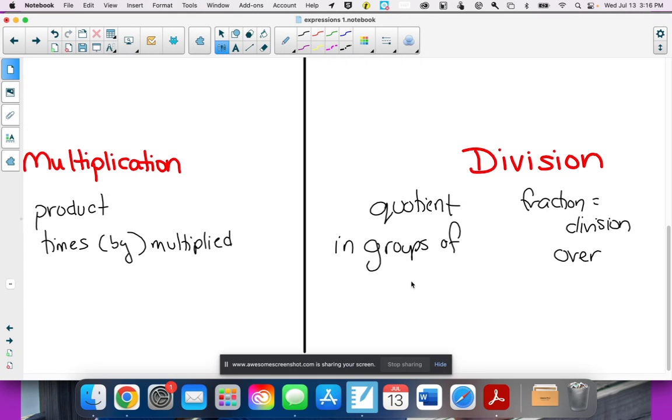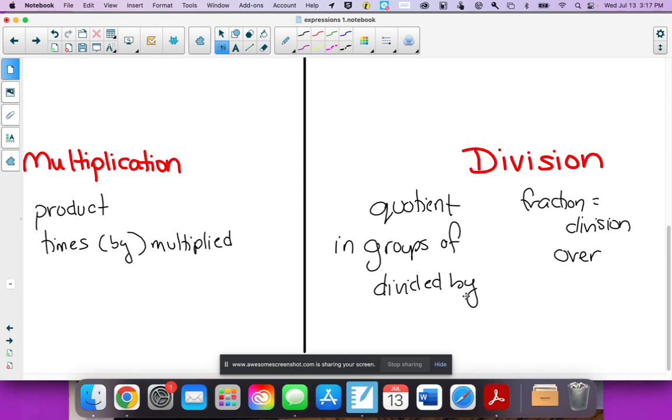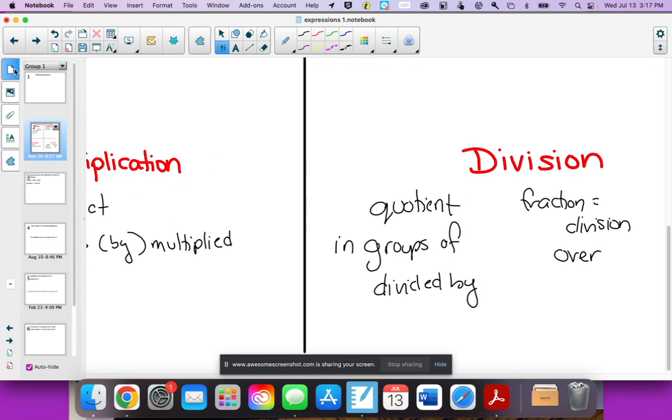Obviously, we get divided by or multiplied by. Like I said, if you come up with any more, let me know. We'll expand the list. Okay, but these are words that are commonly found specifically in expressions and word problems.